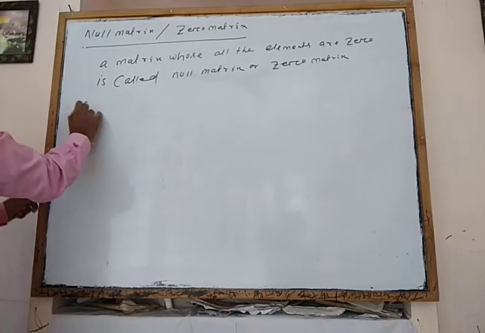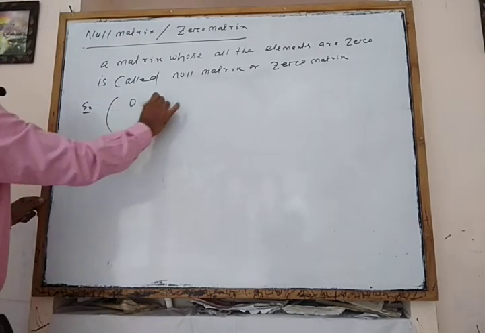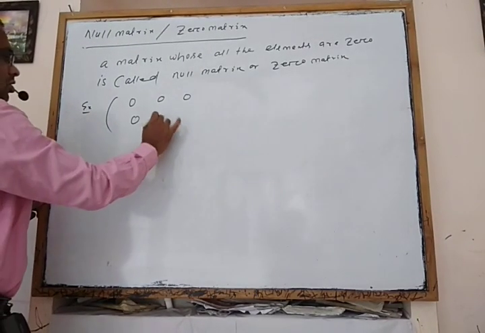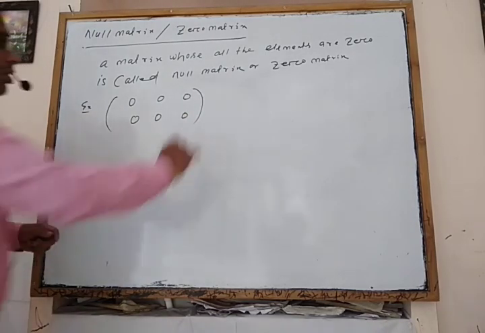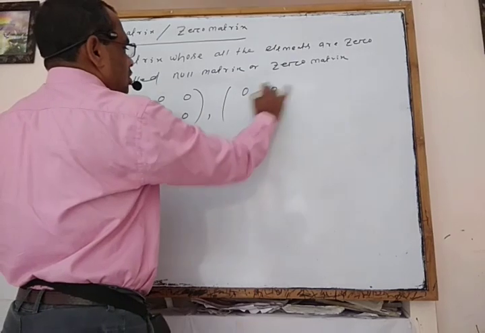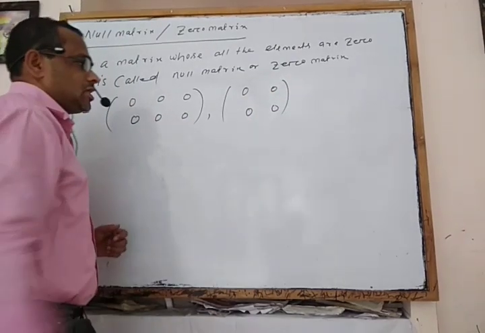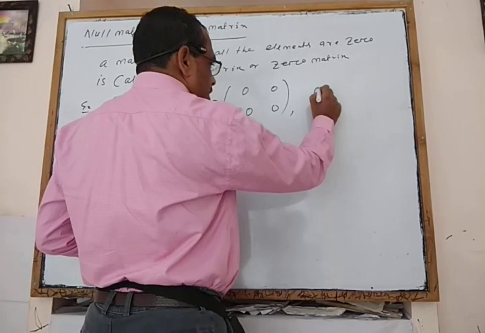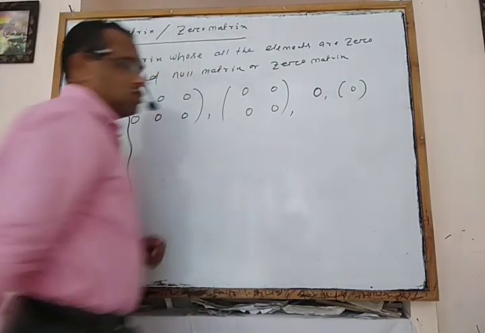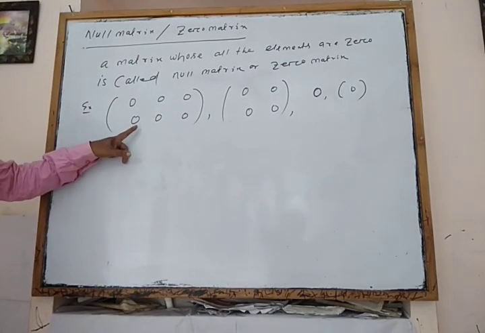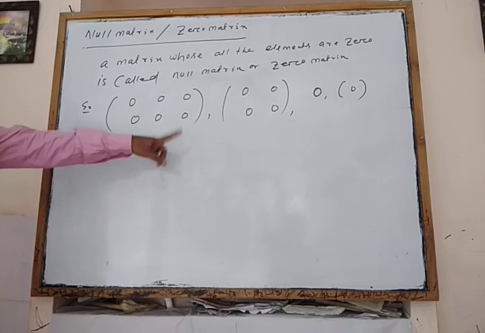For example, [0 0 0; 0 0 0]. So it is a null matrix of order 2 cross 3, or also [0 0; 0 0]. This is also a null matrix. Null matrix is denoted by bold letter O or 0. All the elements are 0 is called the null matrix.